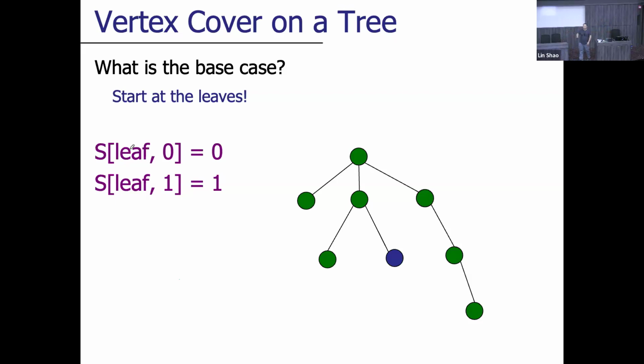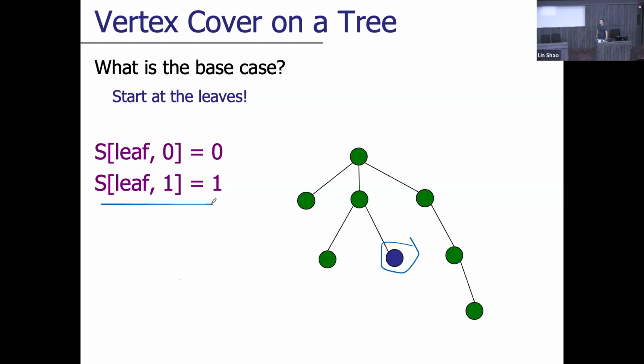Otherwise, we have just identified the specific node. This would be the case of F leaf 1. We're going to cover this subtree with this specific node, putting it in the vertex cover. So F leaf 1 would just be 1. These are the simplest subproblems, so you can immediately get the results.